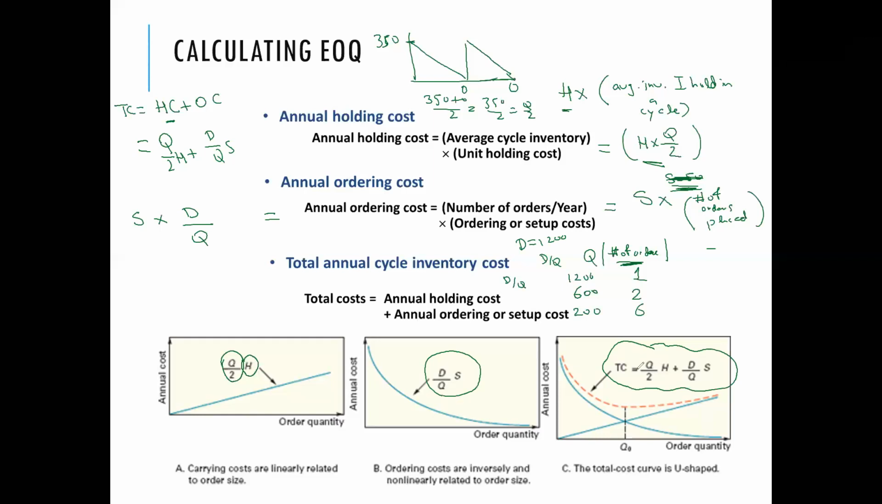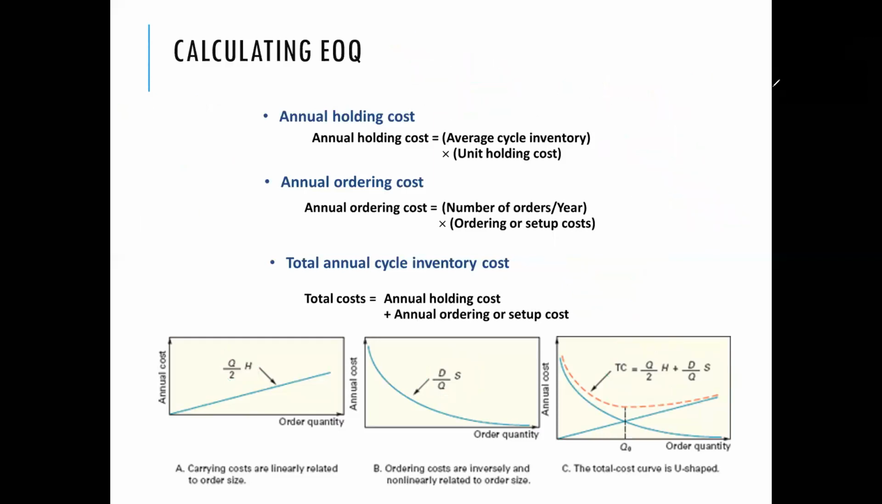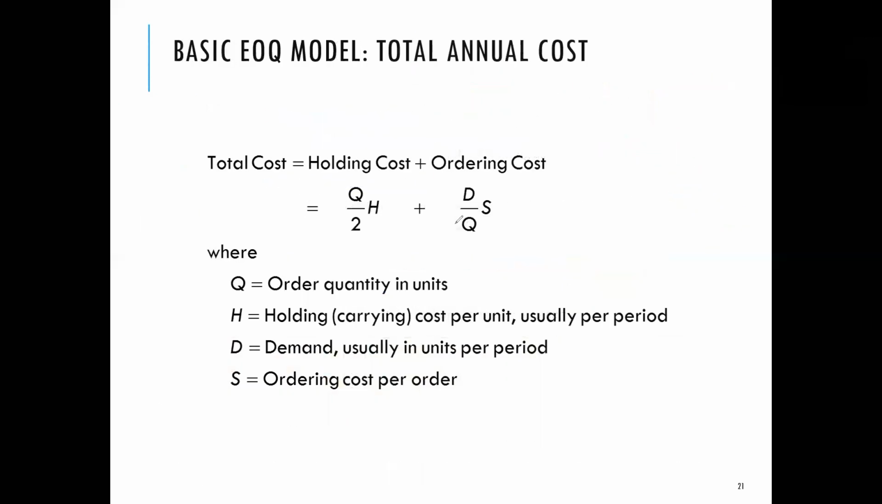Now, how do you go from here to finding out the formula for EOQ? That is on our next slide, but let me first clear all drawings. So now total cost is holding cost plus ordering cost: Q by 2 H plus D by Q S. Q is order quantity, H is holding cost of a single unit, S is ordering cost of a single order, and D is the demand.